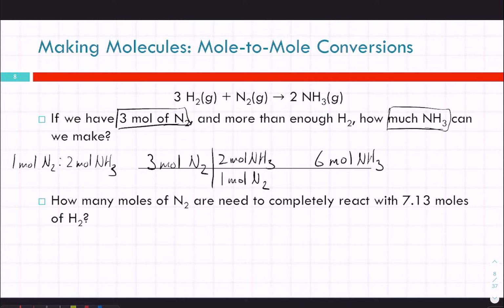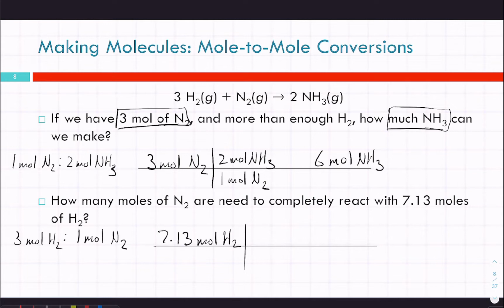So as I mentioned on the previous slide, if we wanted to know how much nitrogen we would need to completely react with 7.13 moles of hydrogen, we can do that as well. The ratio, again, just comes from our balanced chemical equation. So we'll start with 7.13 moles of hydrogen. And then the ratio between hydrogen and nitrogen, 3 moles hydrogen. For every 3 moles of hydrogen, we'll need 1 mole of nitrogen to react with it.